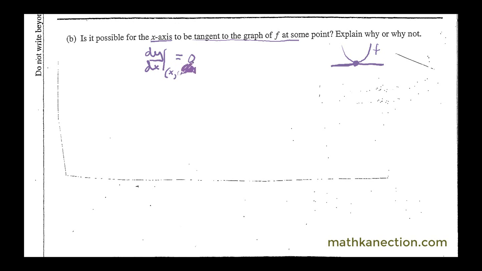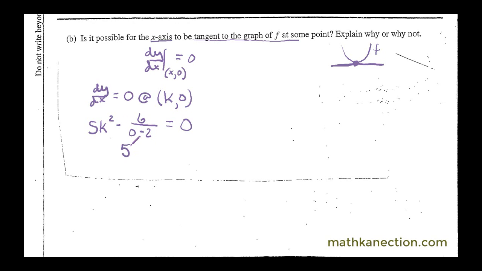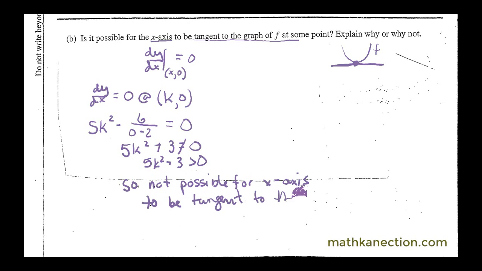And any point that sits on the x-axis is going to be some x-coordinate comma a y-coordinate of 0. So we know then dy/dx has to equal 0 at some point, say (k, 0). So we'll take our differential equation, replace in that value of k for x, replace in 0 for y, and set that equal to 0, and then solve for k. So can 5k squared plus 3 equal 0? Well, 5k squared plus 3 could never equal 0, because it is always going to be positive. So therefore, it is not going to be possible that the x-axis will be tangent to the graph of f at some point.